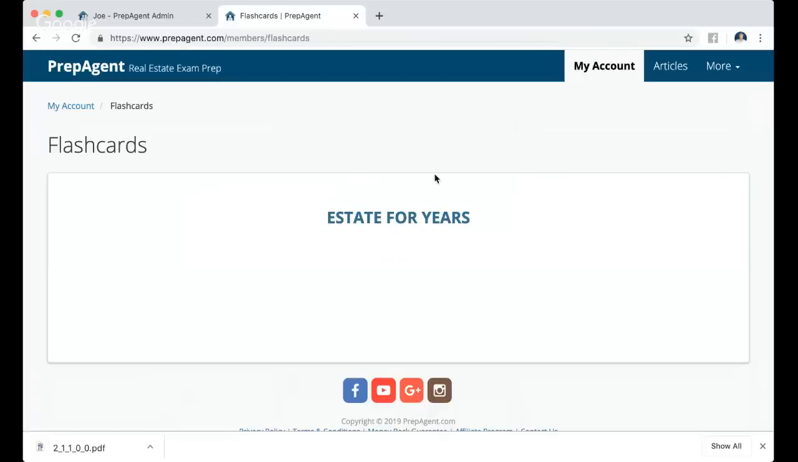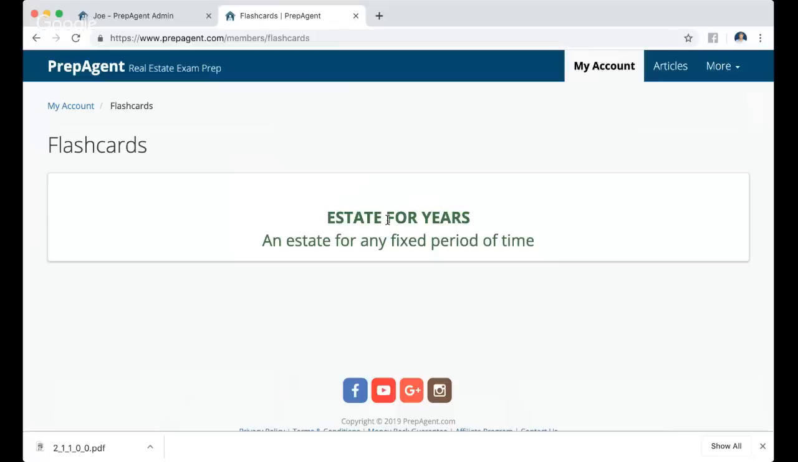Okay, estate for years. Estate for years. What do you guys think? Nice job, Matt Porter. Clear termination date. Alan, Airbnb. Yes, I guess that'd be estate for years. Okay, remember, we want to define these using as few words as possible.